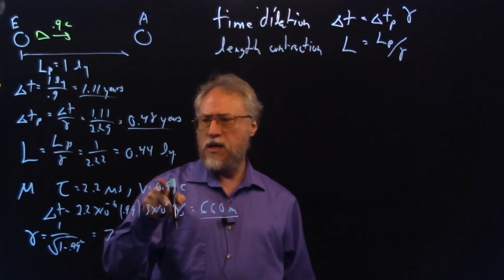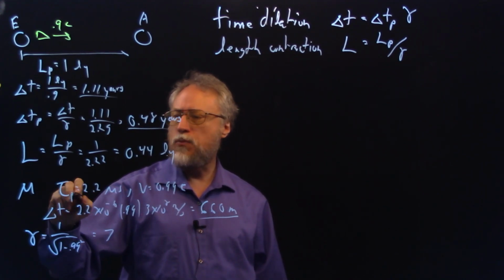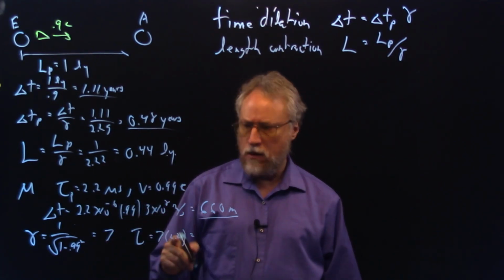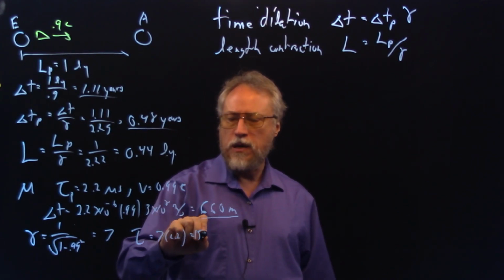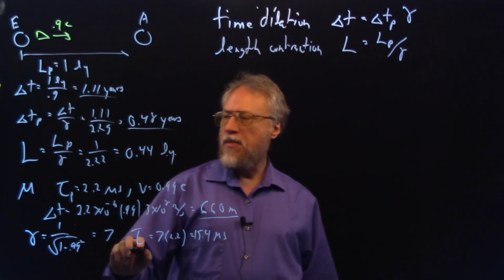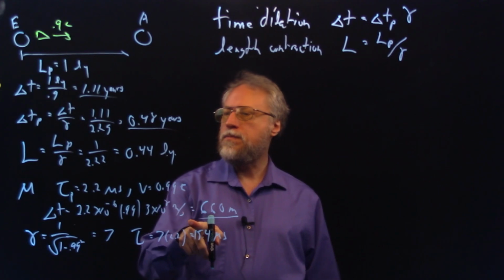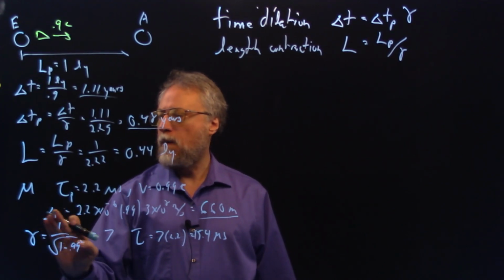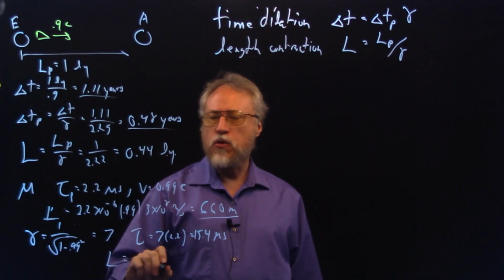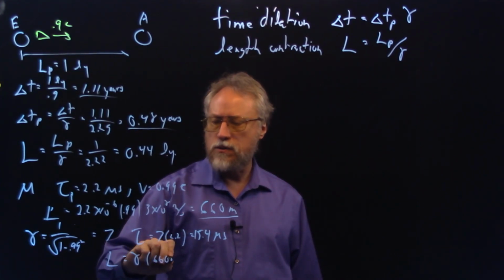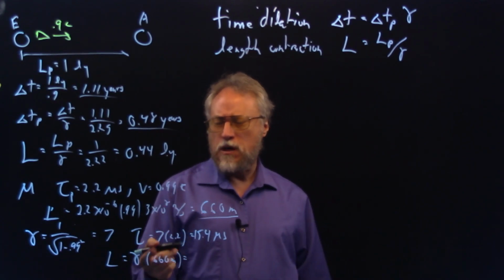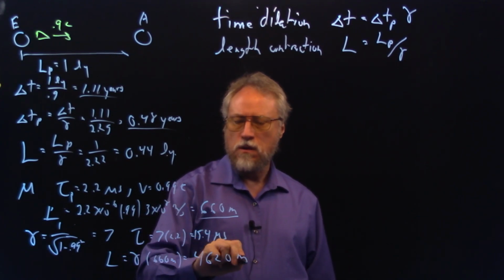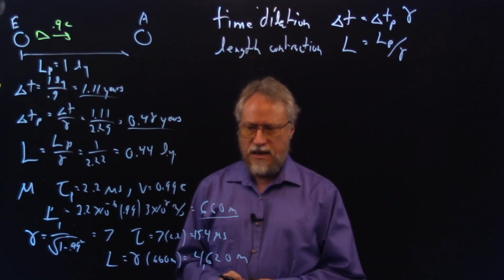And so that means instead of having a lifetime of 2.2 microseconds, which is the proper time, the actual lifetime we measure is 7 times 2.2, or 15.4 microseconds. And that means that the length, that's my delta t, so this is my length, is going to be equal to gamma times 660 meters. And so 7 times 660 is 4,620 meters. So it's 4 kilometers. And so that way we can actually see it.